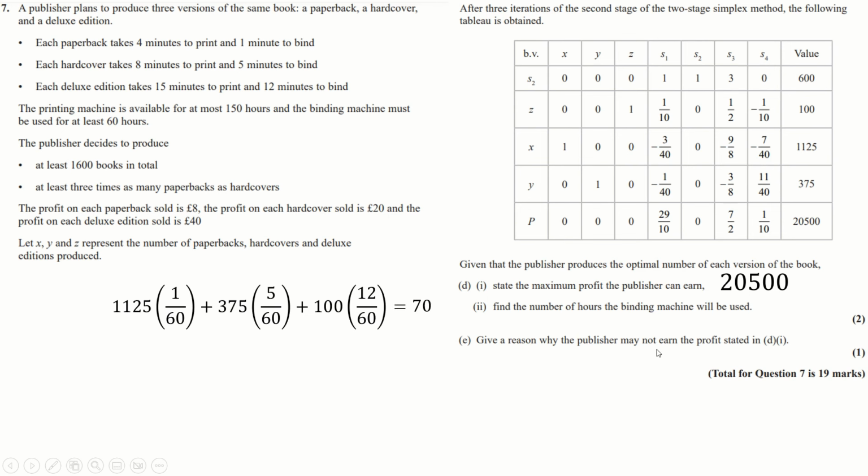They might not learn this. Interestingly, the only thing you can say here is because they might not sell all the books. That's the only thing you can correctly say there for that question. The fact that you can make this profit if you sell all the books doesn't mean that you will sell all the books. So yeah. Excellent. That's the whole paper done.